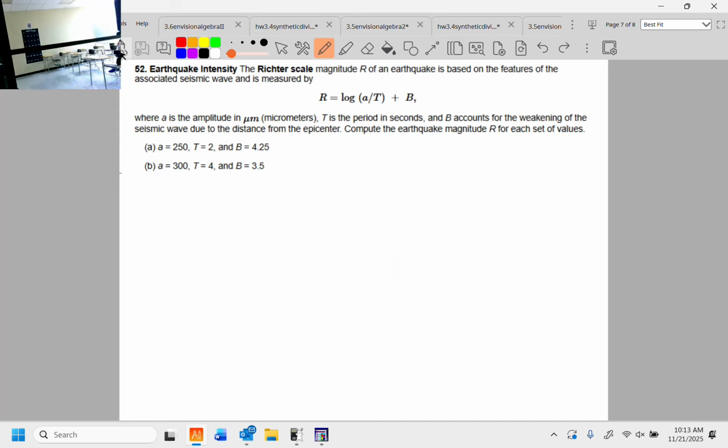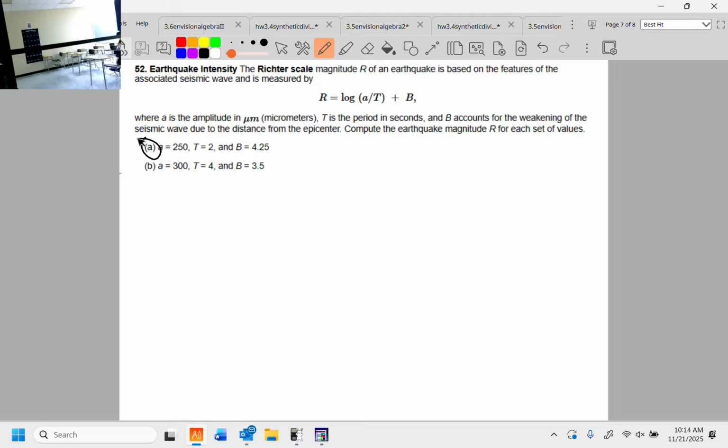Alright, we got earthquake intensity, and we're going to do just one of these. Earthquake intensity on the Richter scale is a logarithmic scale. The associated seismic wave is measured by R for Richter is log of A over T plus B, where A is the amplitude in micrometers and T is the period in seconds. B accounts for the weakening of the seismic wave due to the distance from the epicenter. Compute the earthquake magnitude R for each set of values. And it is legit, plug stuff in the formula.